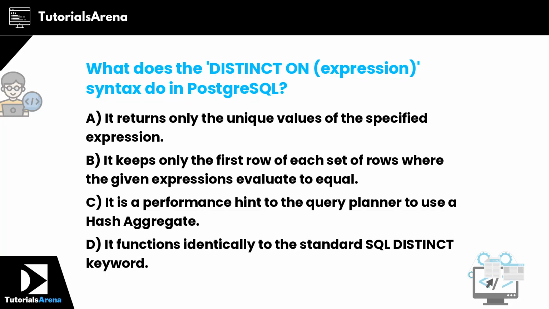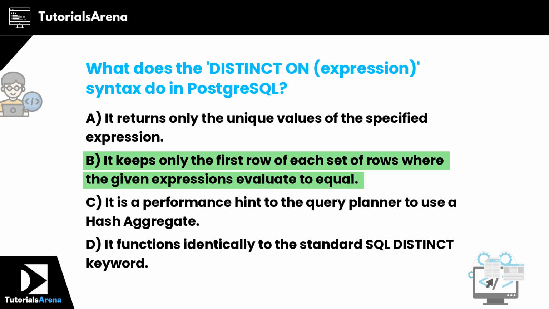What does the DISTINCT ON expression syntax do in PostgreSQL? The correct answer is option B. It keeps only the first row of each set of rows where the given expressions evaluate to equal.